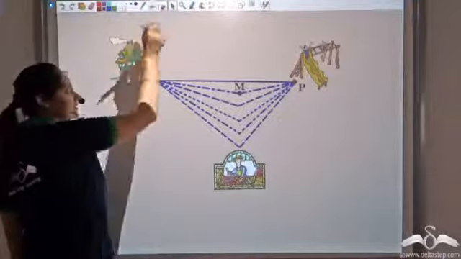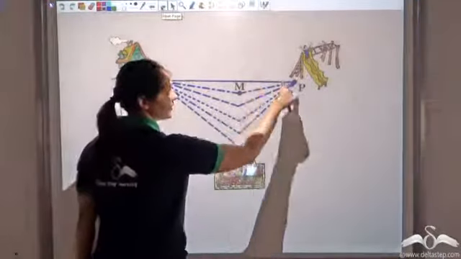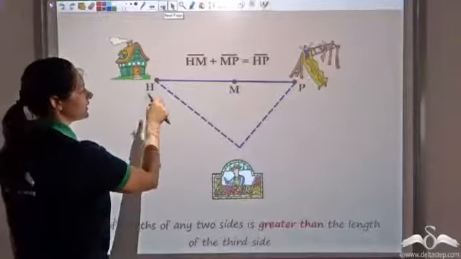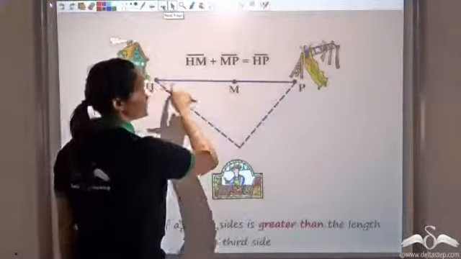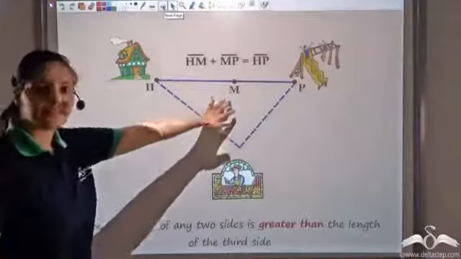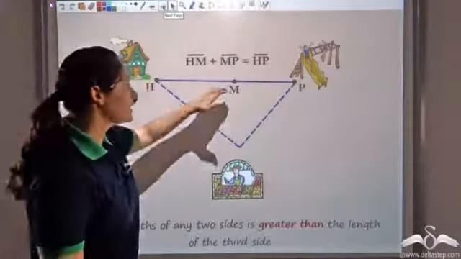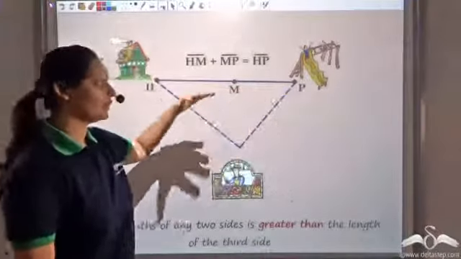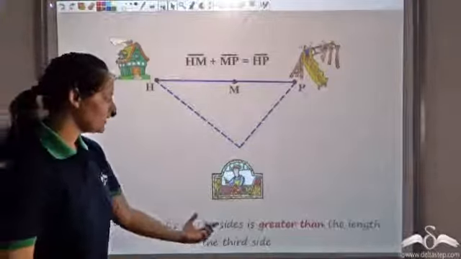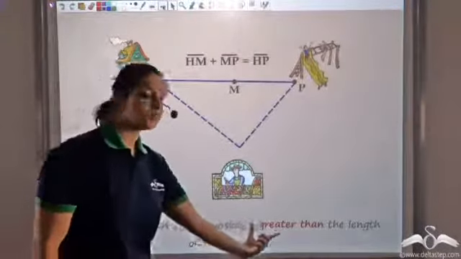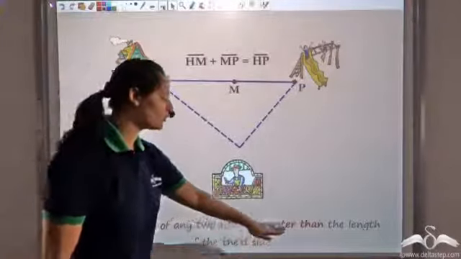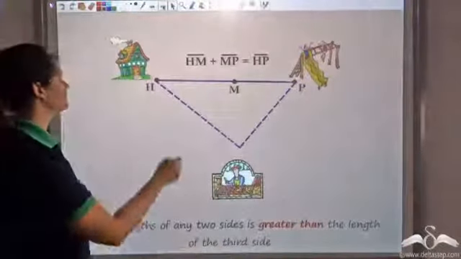So I keep decreasing. Still HM plus MP is greater than HP, which is a straight line. Now here you see that HM plus MP is equal to HP. So now I've satisfied the condition. But do I get a triangle now? These 3 points are collinear points, and collinear points do not give us a triangle. Hence, it is important that the sum of two sides should be greater than the length of the third side. It should not be equal to the length of the third.